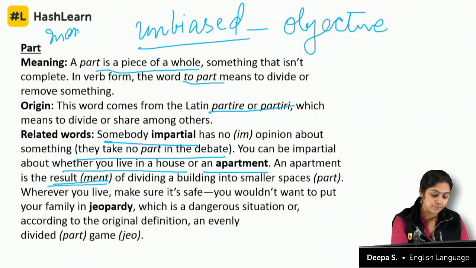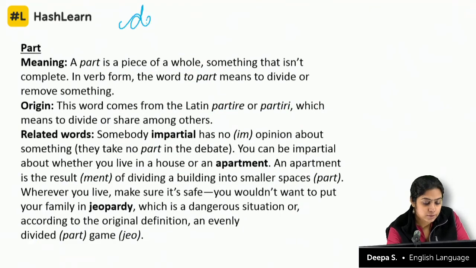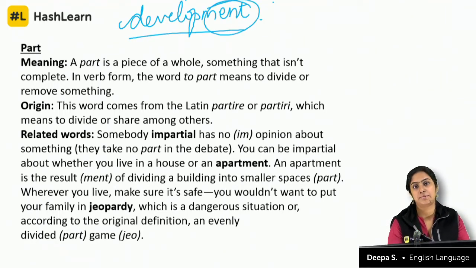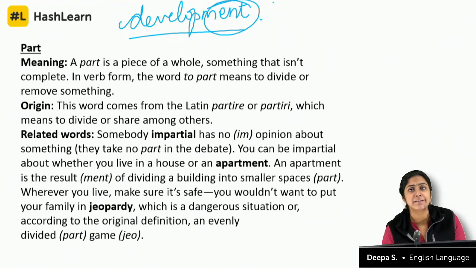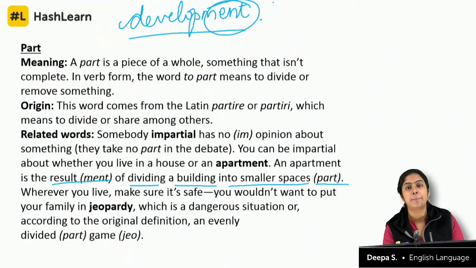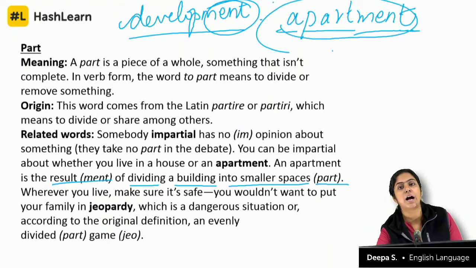Meant means result. Look at all the words that end with meant. Development. Something that develops, that is a development. Anything else? Apartment is something that we are seeing. The result of dividing a building into smaller spaces. A part. Apartment. Meant is result. You take a part of a whole building, make an apartment out of it.